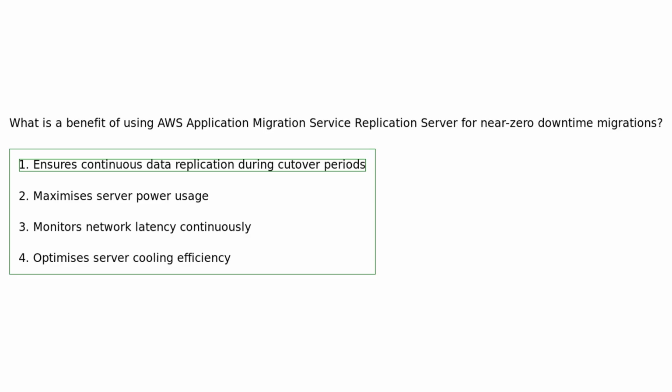For near-zero downtime migrations, AWS Application Migration Service Replication Server ensures continuous data replication during cutover periods, minimizing downtime and ensuring a seamless migration experience.